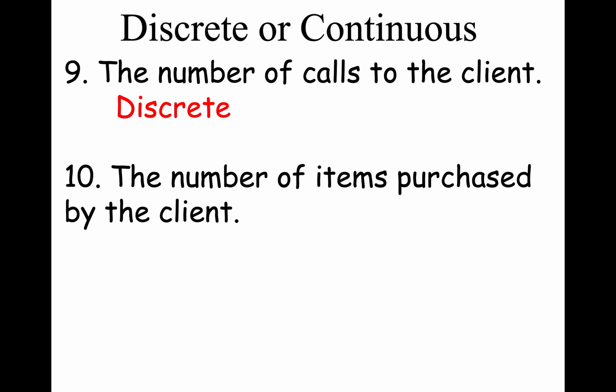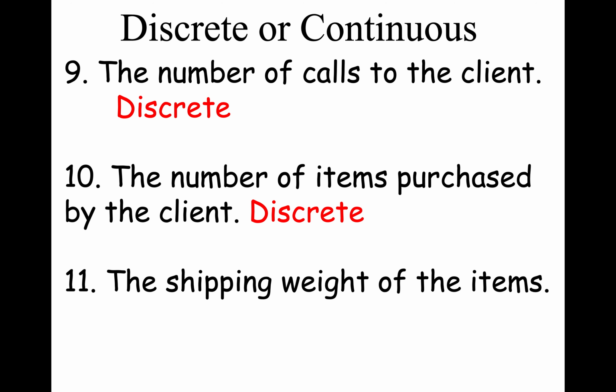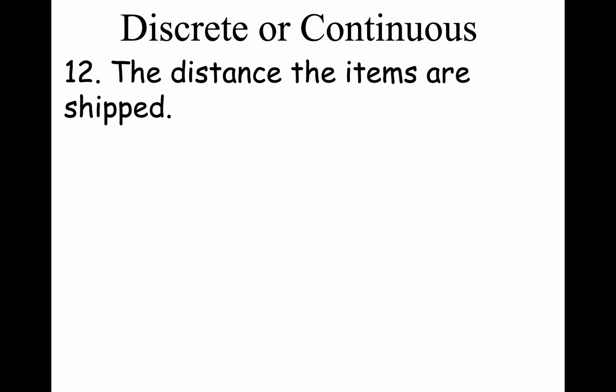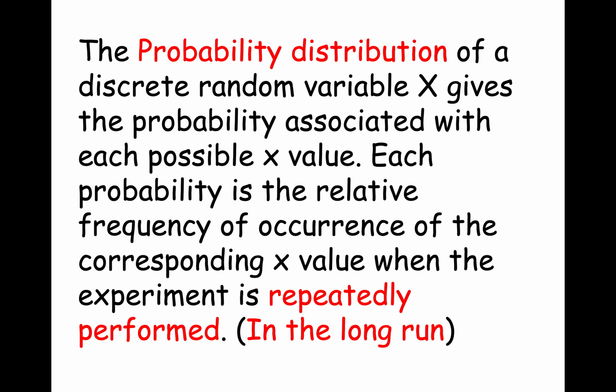The number of items purchased by the client. Again, it's countable, so it's discrete. The shipping weight of the items. Again, that's measurable, but not really countable, so it's continuous. The distance the items are shipped. Again, continuous.